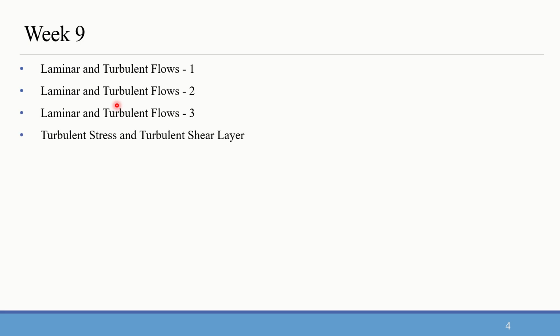So now we have almost covered 2/3 of the course, only 1/3 is left. So in week 9, what we are going to see is laminar and turbulent flows, followed by turbulent stress and turbulent shear layers, and turbulent flow near a wall and in a pipe. So these are the topics which you will be seeing in today's class. I mean, topic in the sense not of theory, but problems related to these topics. So first question, now we'll start with the problems directly.